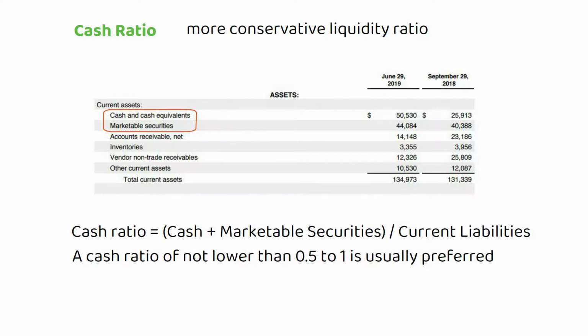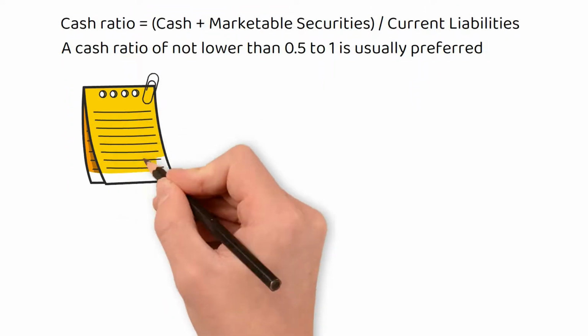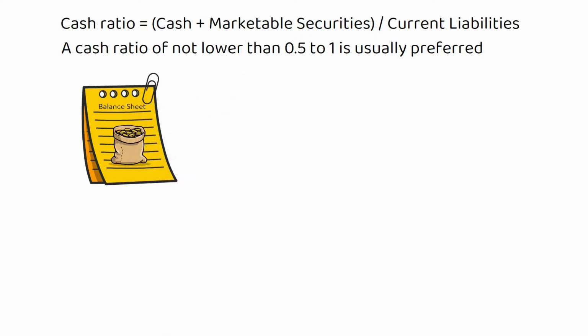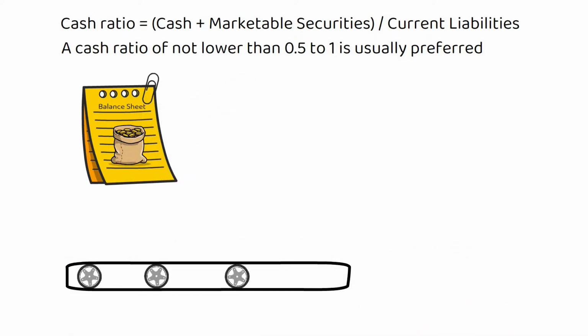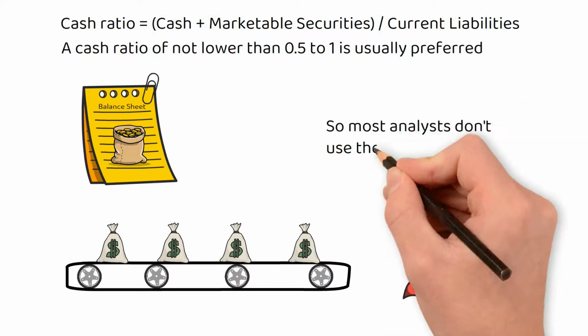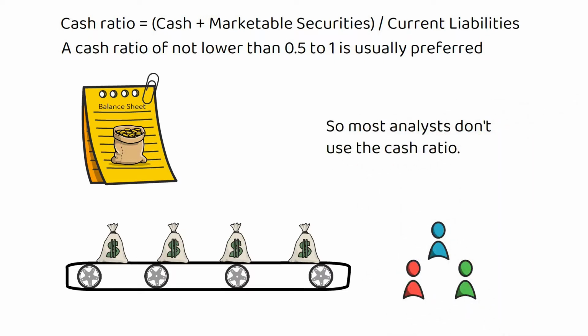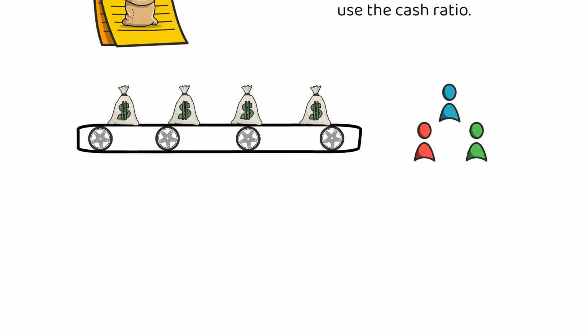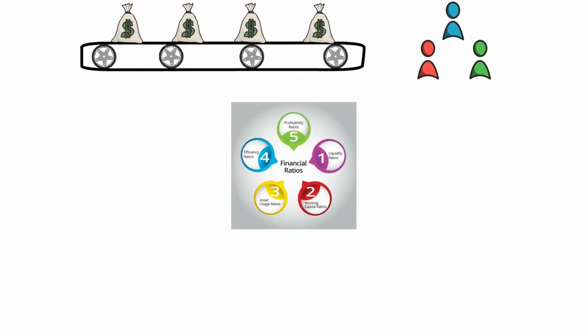It is important to note that businesses do not ordinarily keep much cash and cash equivalents on the balance sheet, because it is not generating a return for shareholders. So most analysts don't use the cash ratio. When analyzing a company's liquidity condition, no single ratio will suffice in every circumstance. It's important to include other financial ratios in your analysis.